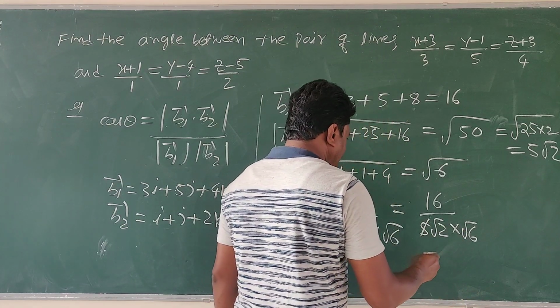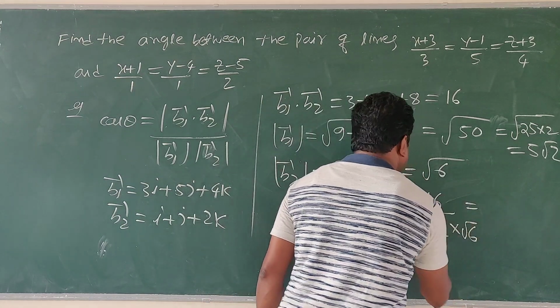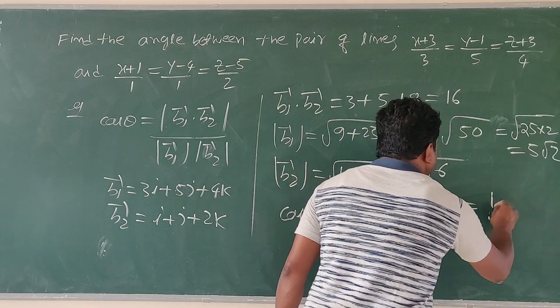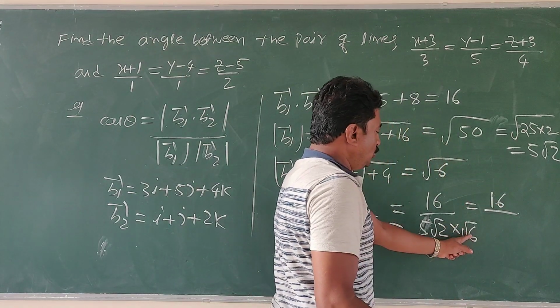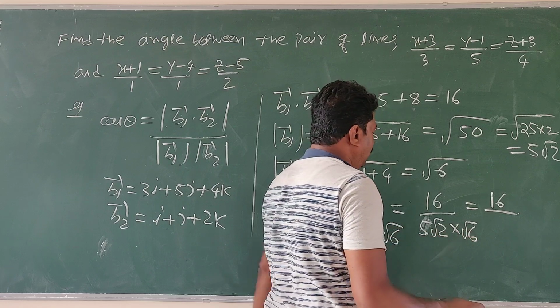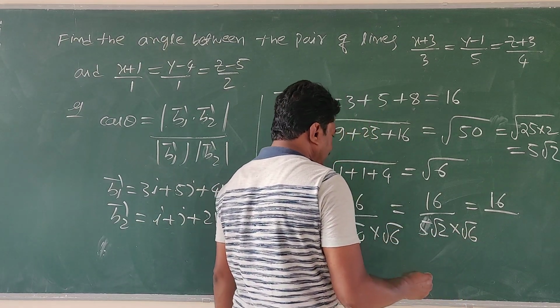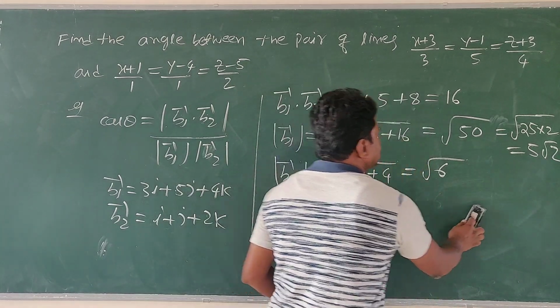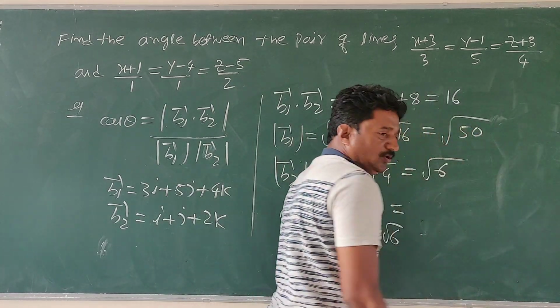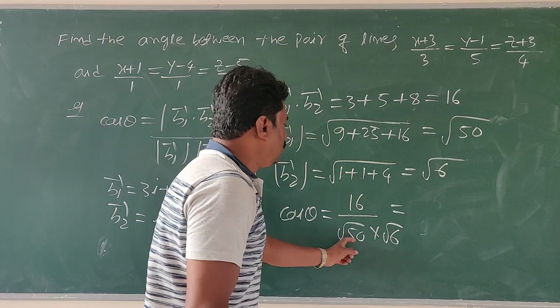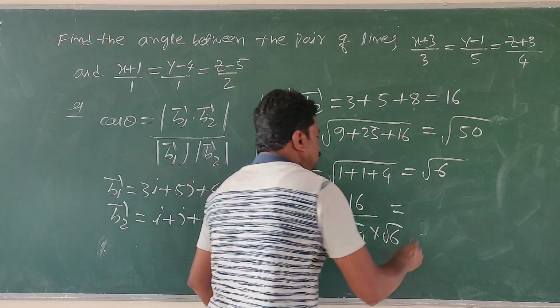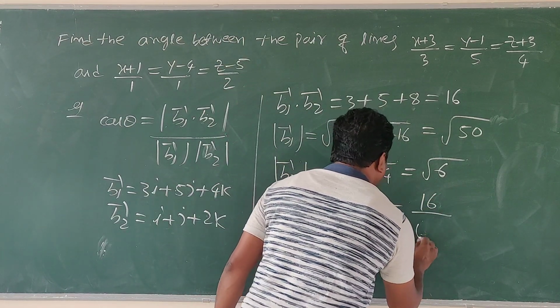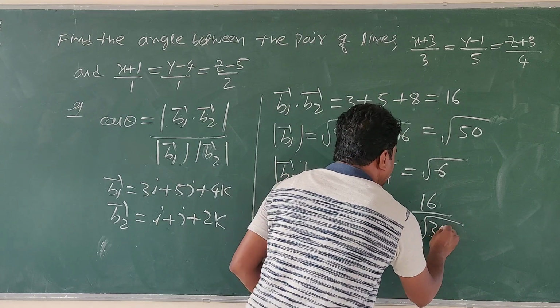So I think we cannot cancel. 16 by root a into root b is root ab; 6 twos are 12. So no, wait, students, we should not take much risk. Solve that easily. Don't take root a into root b separately. Root ab, 16 by root 300. Now it is easy.